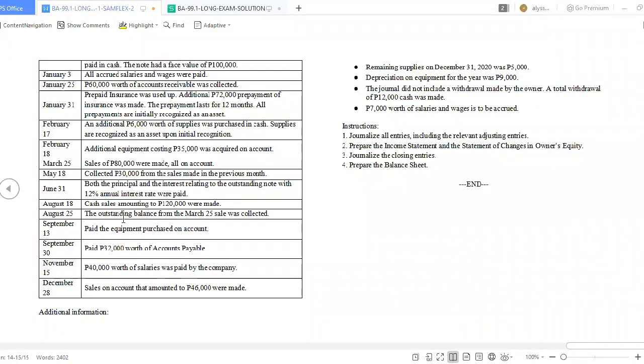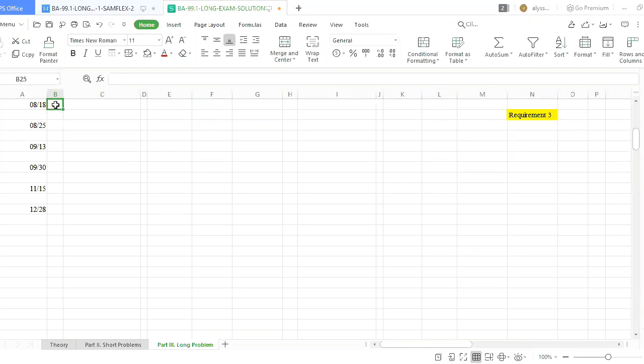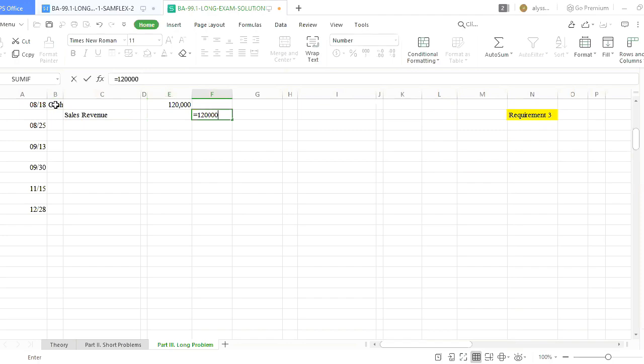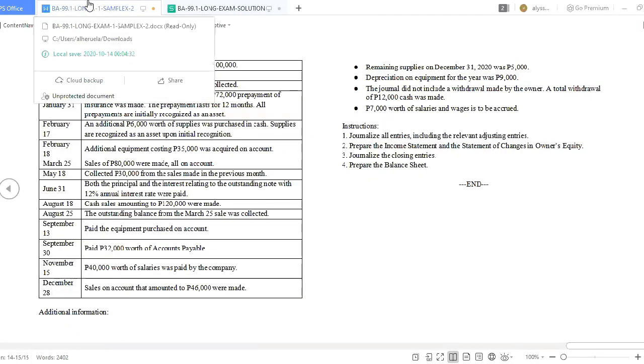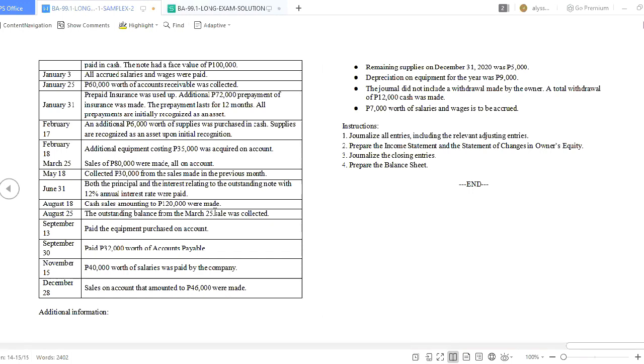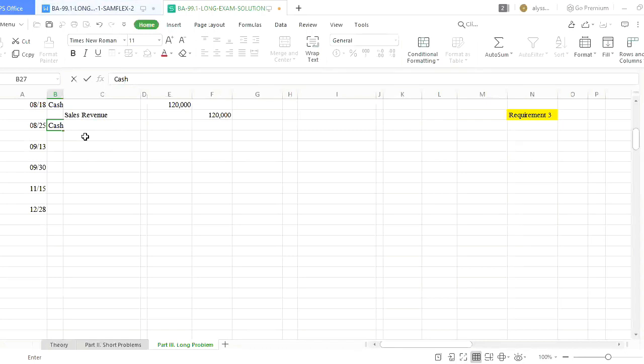On August 18, cash sales amounting to 120,000 were made. With that, we receive cash, debit cash, and then record sales revenue for 120,000. Next, August 25, the outstanding balance from the March 25 sale was collected. From the original 80,000 sales, we already collected 30,000, so we are now collecting the remaining 50,000. Again, we receive cash, debit cash, and credit accounts receivable for 50,000.